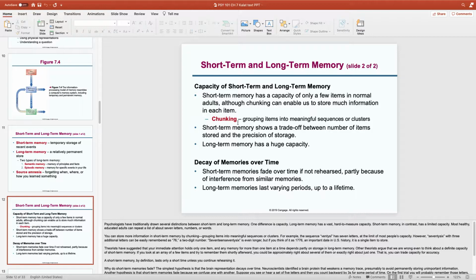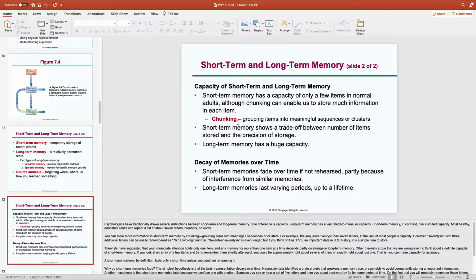However, if we chunk these items, meaning we group the 7 letters or we group the 7 numbers, then when we're talking about chunks, there are 4 chunks that individuals can remember at any one time in their short-term memory. Okay, so again, there's a trade-off in short-term memory between the number of items we can store and how accurately we can store them. We can store them actually more accurately through chunking than just remembering them as individual letters or individual numbers.